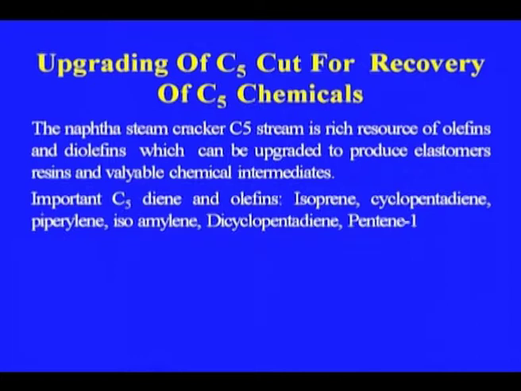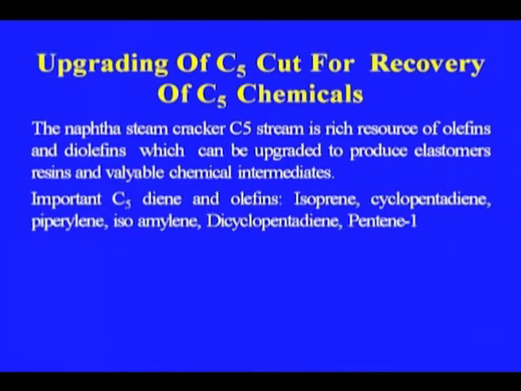Now let us discuss the upgradation of the C5 cut for the recovery of the C5 chemicals which is present in the cracker plant, or the naphtha cracker especially. The naphtha steam cracker C5 stream is a rich resource of olefins and diolefins which can be upgraded to produce elastomers, resins and valuable chemical intermediates.